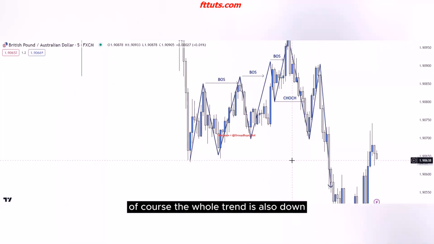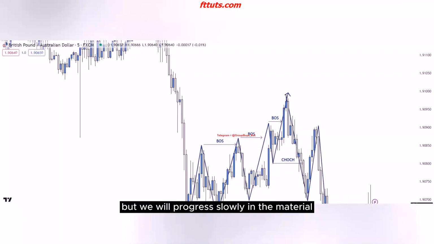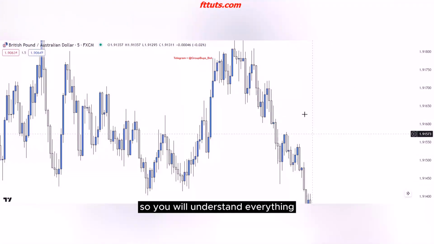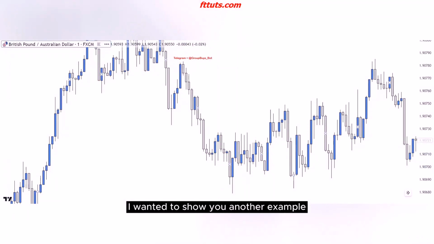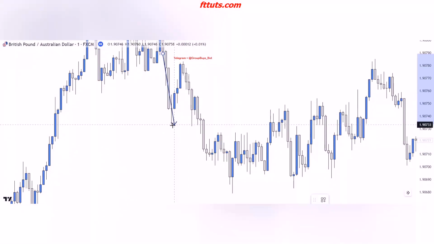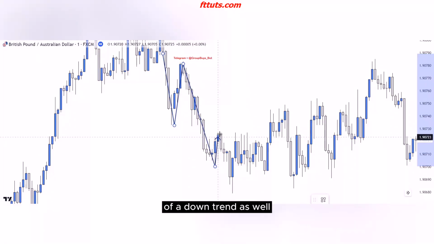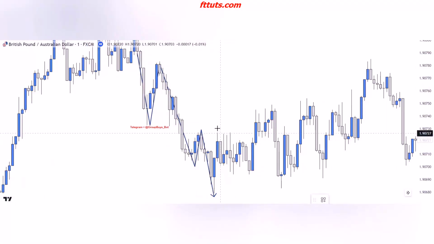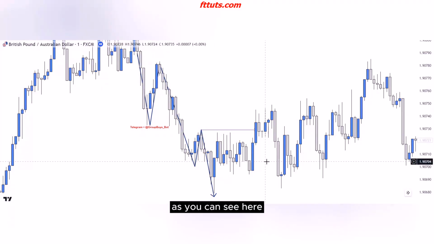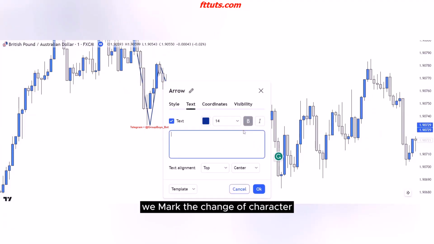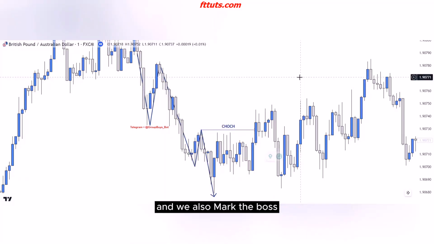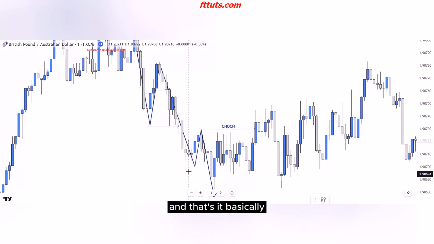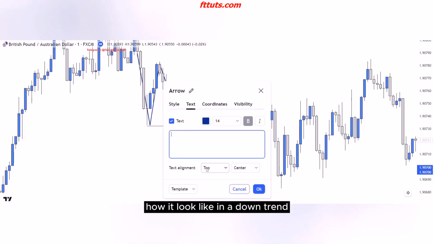Of course, the whole trend is also down, but we will progress slowly in the material, so you will understand everything. I wanted to show you another example of a downtrend as well. So I mark this downtrend. As you can see here, we mark the change of character, and we also mark the BOS. And that's it basically. I just wanted to show you how it looks in a downtrend.